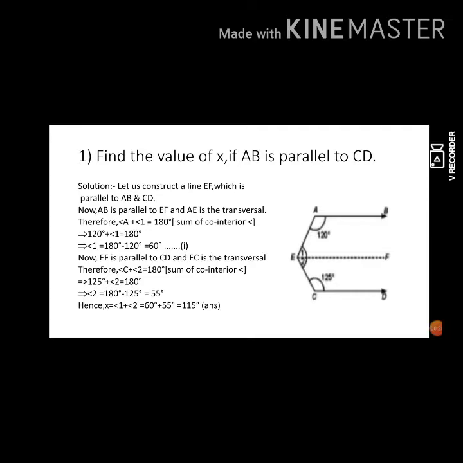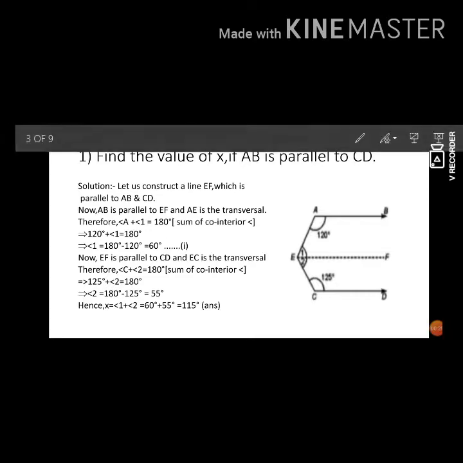Find the value of x if AB is parallel to CD. So from the diagram, you can see AB is parallel to CD. Let us construct a line EF which is parallel to AB and CD. So EF is parallel to both AB and CD. Now let us consider AB and EF, these two parallel lines, and AE is the transversal.